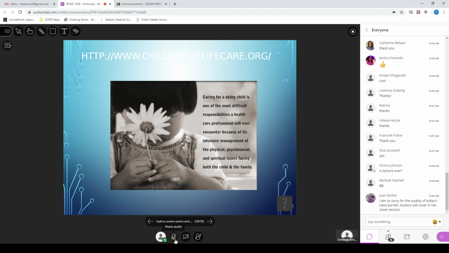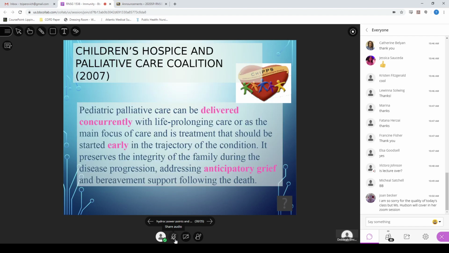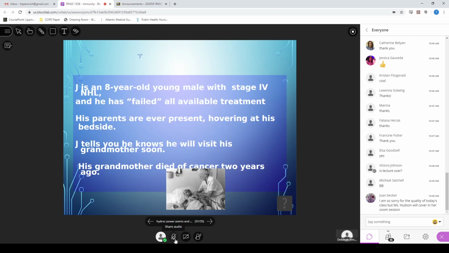Anyway, as I said, this is the PowerPoint that's there in our intracranial. This is the palliative care, as I said, concurrently given with life-prolonging care in children, and hospice. Okay, and when we were talking about the earlier one, he's seeing his grandmother. As Ms. Hudson is going to do a Zoom session, if y'all don't have any additional questions, I will let you go.